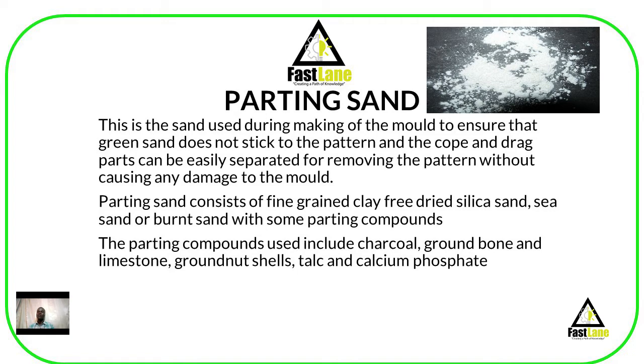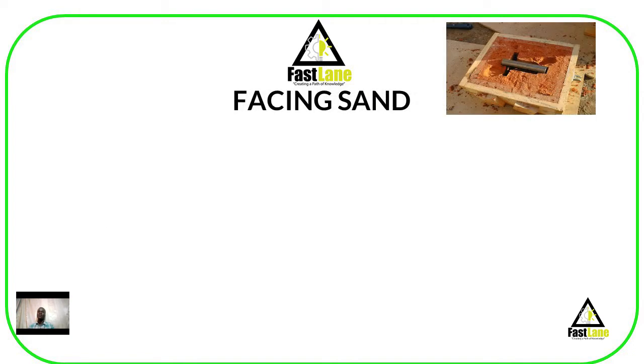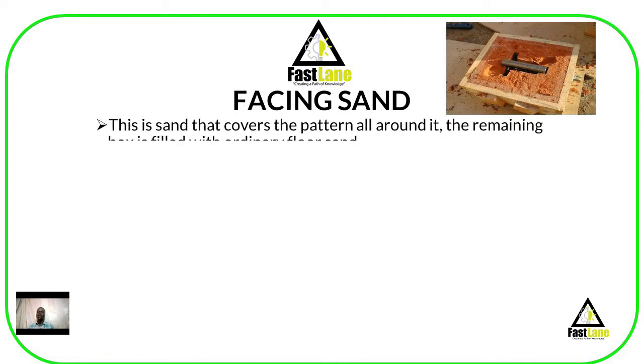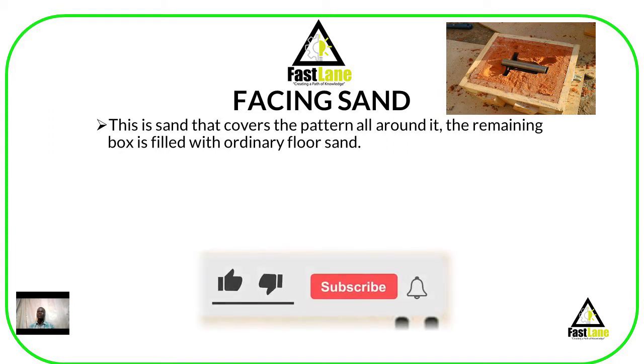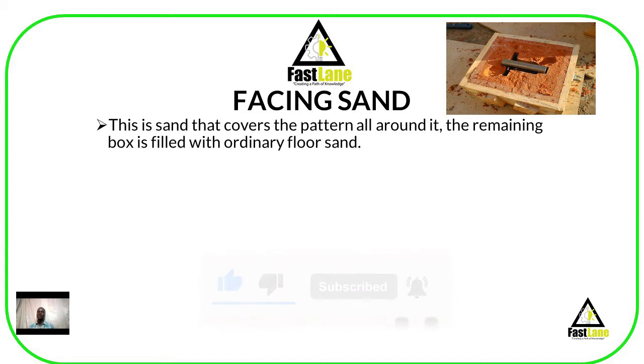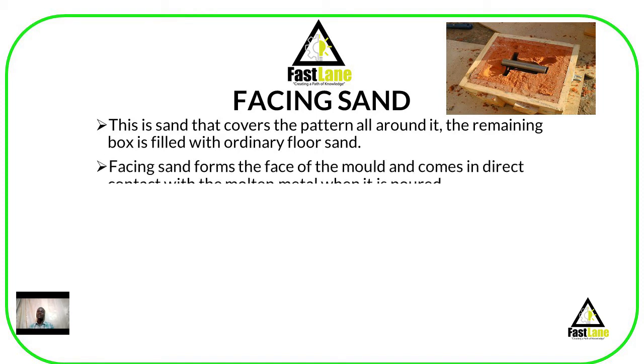Then we have another type of sand. This is the facing sand, I beg your pardon. So this is sand that covers the pattern all around. We have to find that if we have our flask, what we call the molding box, the remaining box is filled with an ordinary floor sand. So this floor sand is what we call the facing sand. The facing sand forms the face of the mold and comes in direct contact with the molten metal when it is poured. So we have to make sure that we pour our facing sand such that our molten metal comes into direct contact with this facing sand.